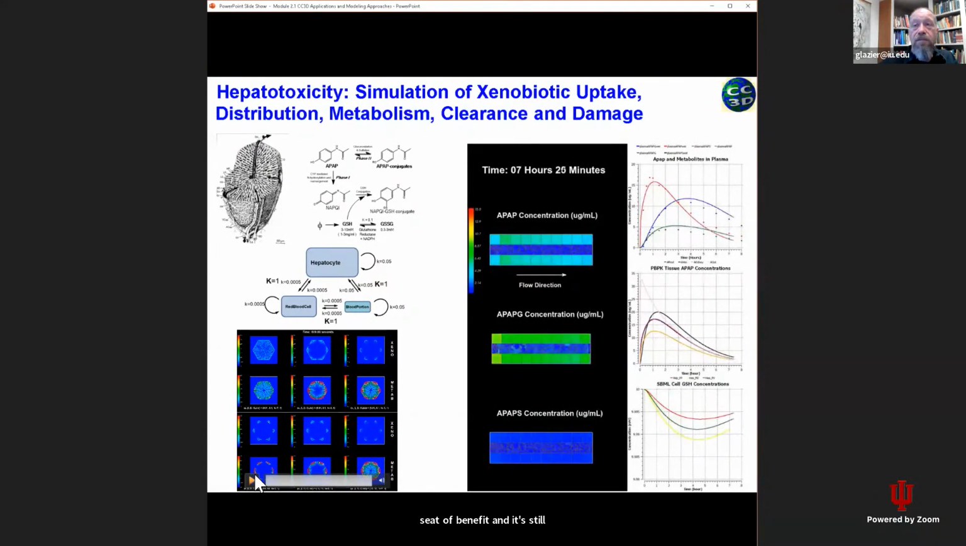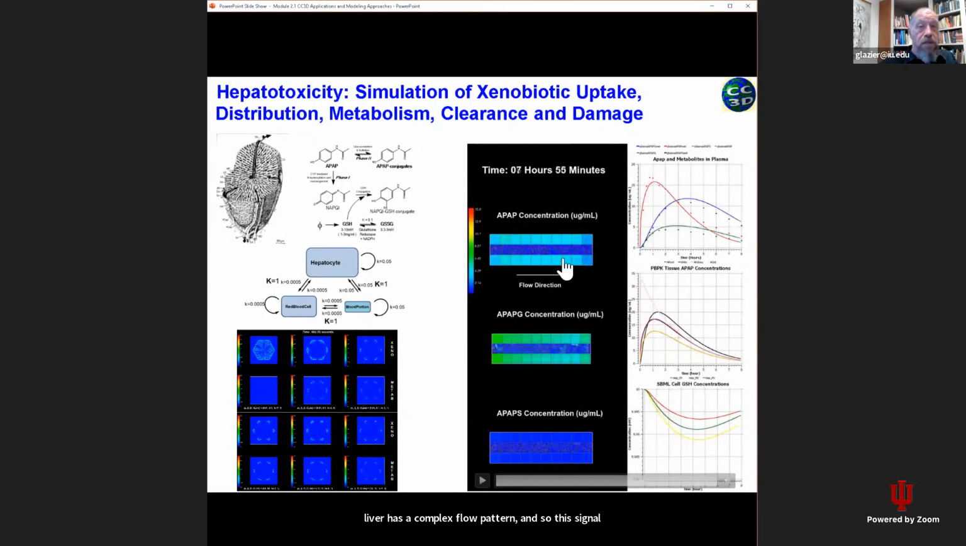The liver has a complex flow pattern, and so this single pipe doesn't really give you a very good understanding of how the microdosimetry works. These are simulations of flow in the liver showing the distribution of acetaminophen exposure under different hypotheses.